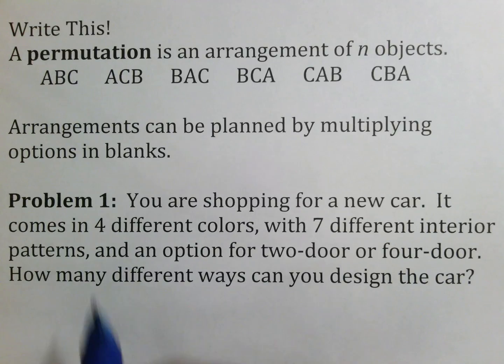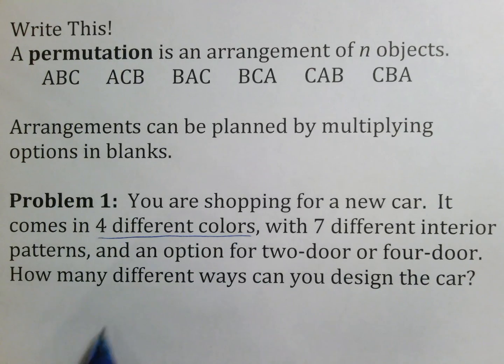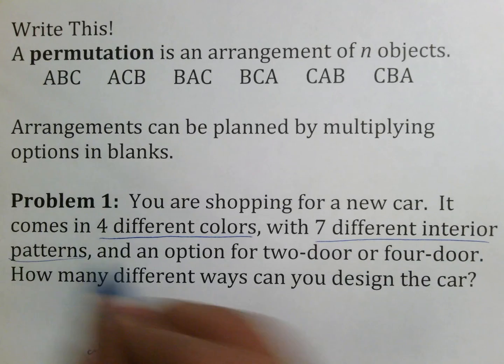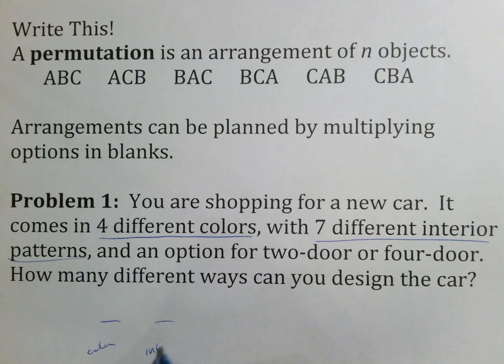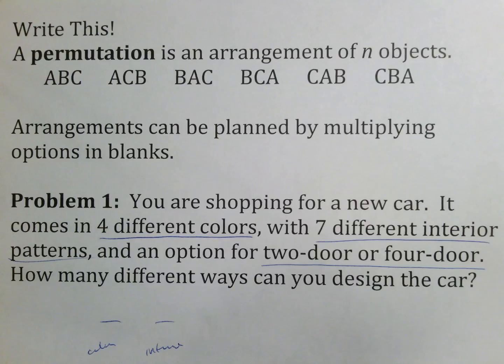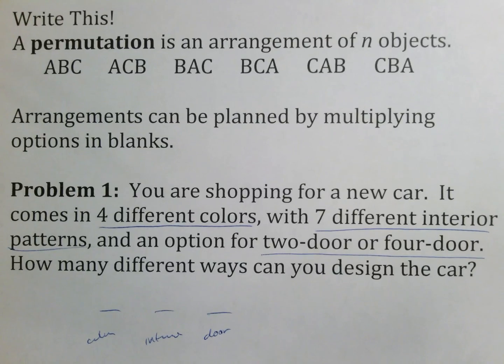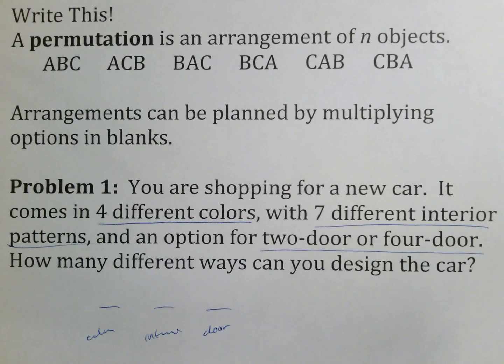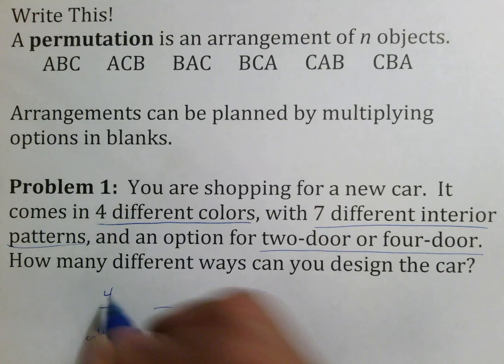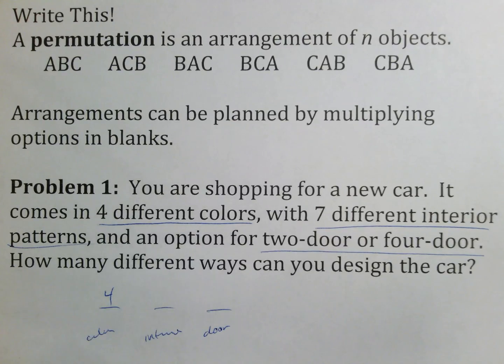The first thing you ought to understand is it says we have 4 different colors, so that's a decision because we have to choose a color. 7 different interior patterns, so we have to choose an interior. And then you have 2-door or 4-door, so you have the door style. All you have to do when you're counting the decisions you can make is simply put how many choices you have. Notice in the first blank there are 4 different colors, so you put the number 4 because there are 4 things to choose from first.